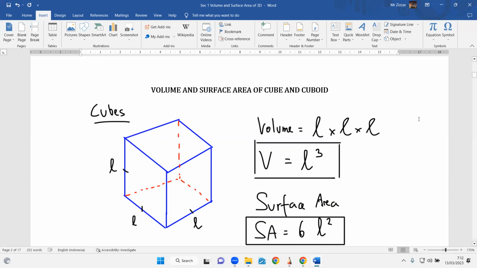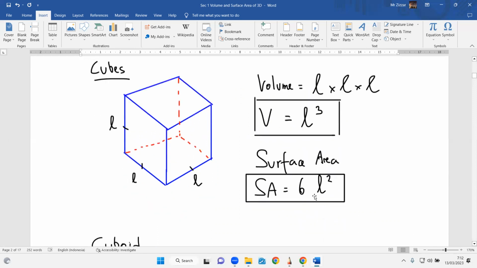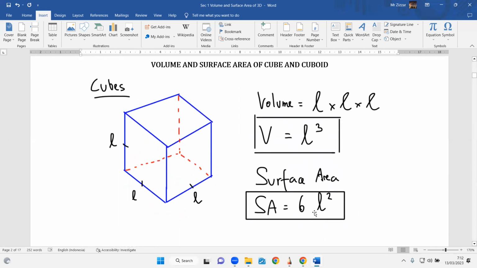And the total surface area, we have 6 sides of the same square. So 6 times length squared, 6 squares. If it is open, 5L squared. If it is open top and bottom, 4L squared. Get the idea? Okay.